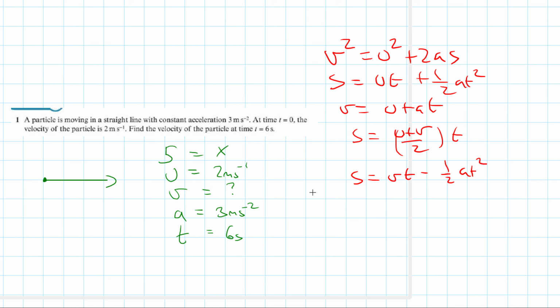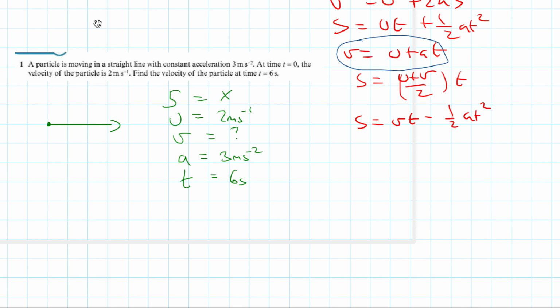So for this question here, we're looking for an equation that doesn't have S, and that's going to be this equation here, v equals u plus at. So from here we're going to plug that into our equation. We're going to write that out. So v equals u plus at. V is what we want to find, so the question mark is equal to u, which is 2, times 6.